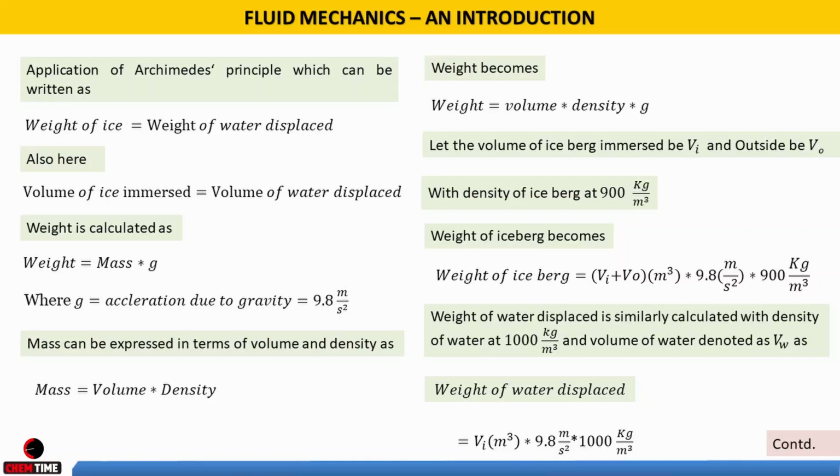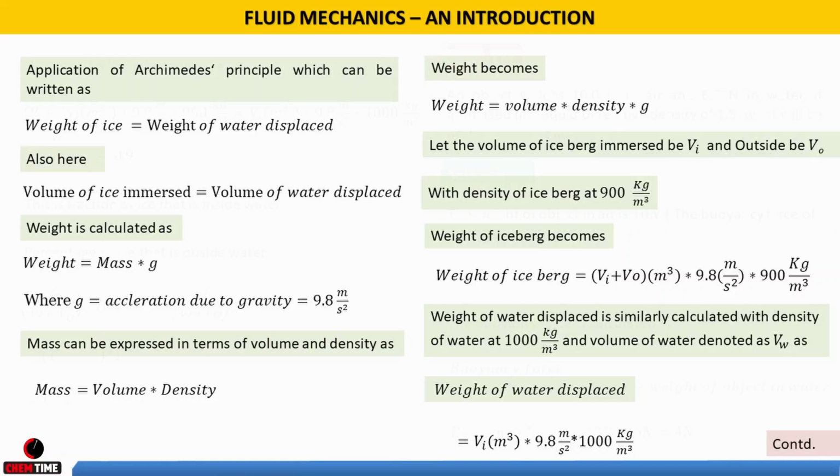Let the volume of iceberg that is immersed be Vi, and the volume of iceberg that is outside water be V0. With the density of iceberg at 900 kgs per meter cube, weight of iceberg becomes (Vi plus V0) meter cube into g, 9.8 meters per second square, into 900 kgs per meter cube. Weight of water displaced is similarly calculated with density of water at 1000 kgs per meter cube and volume Vi. So weight of water displaced is equal to Vi meter cube into 9.8 meters per second square into 1000 kgs per meter cube.